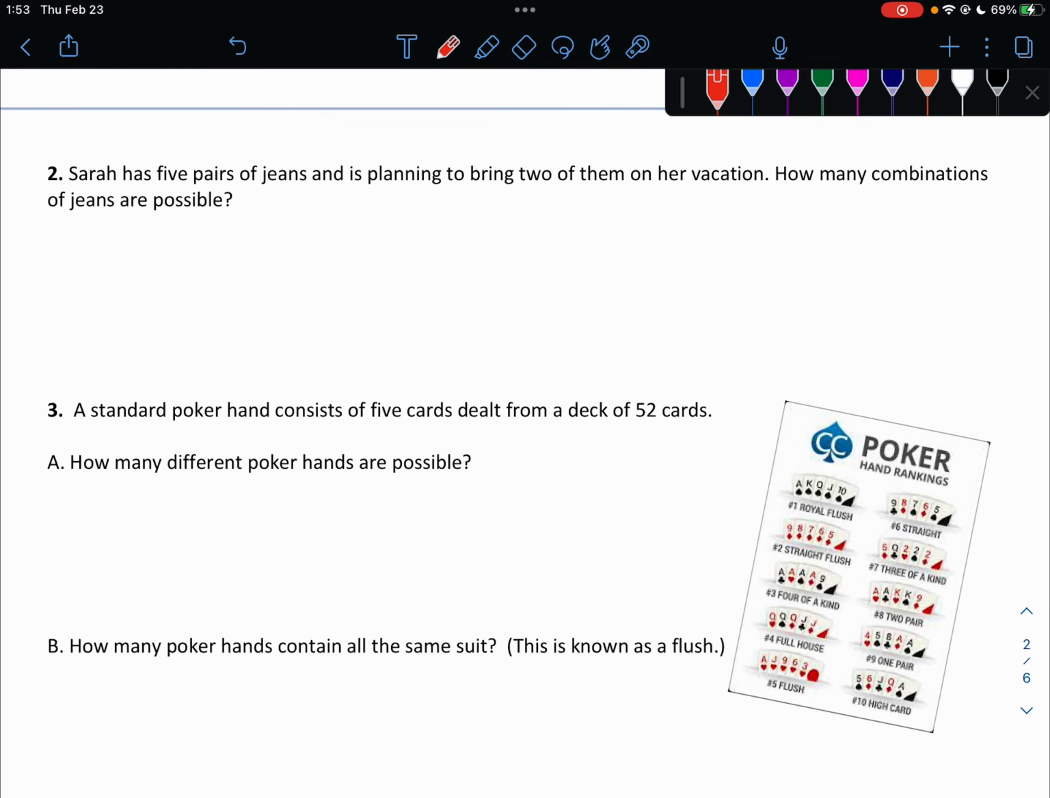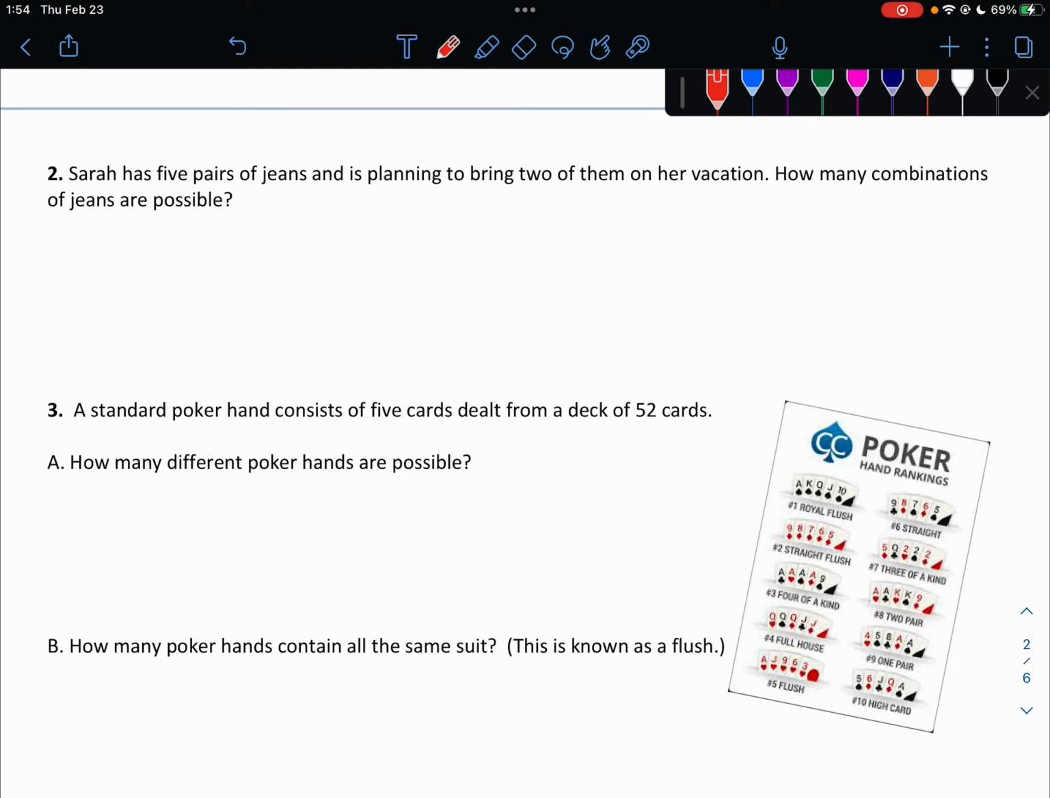Number 2, Sarah has 5 pairs of jeans and is planning to bring 2 of them on her vacation. How many combinations of jeans are possible? Even if the word didn't say combinations in the problem, we should know this is a combination because it doesn't matter what order she picked them. It doesn't matter if she picked pair 1 first and pair 2 second or vice versa. So this would definitely be a combination.